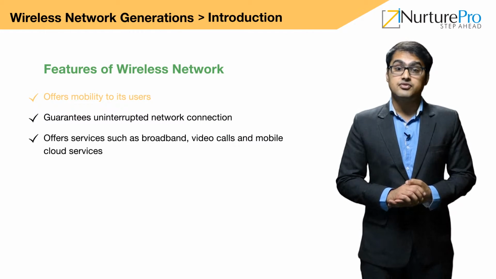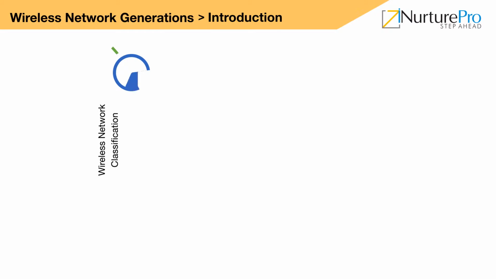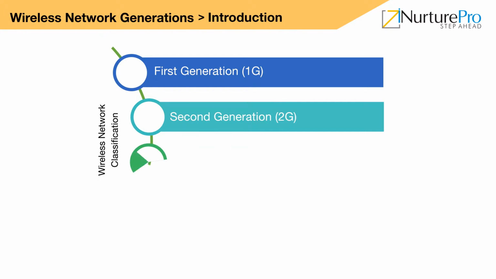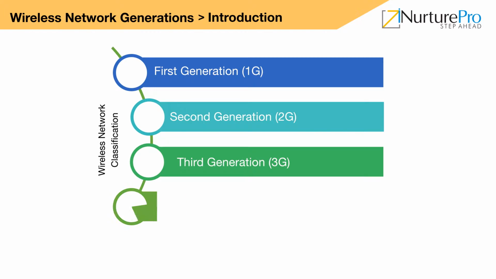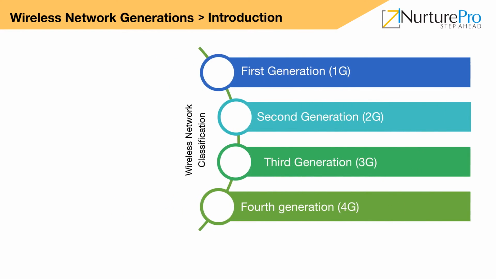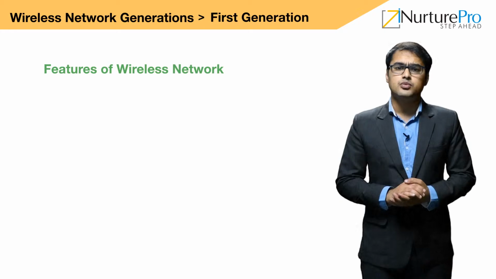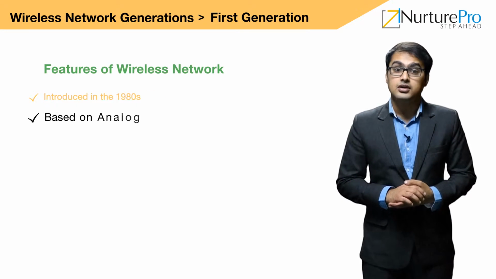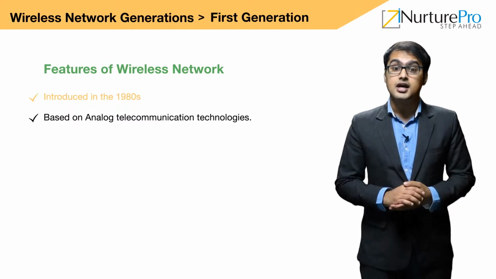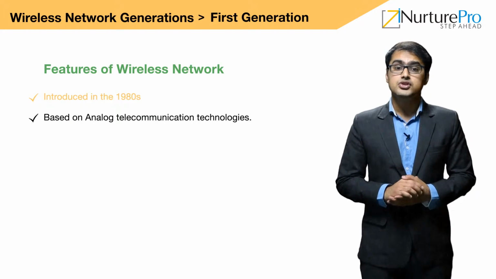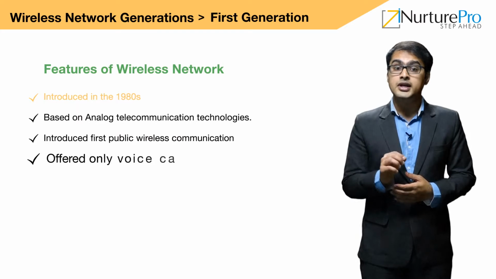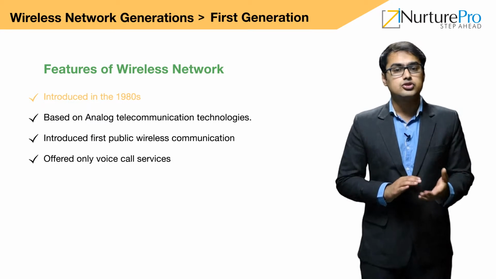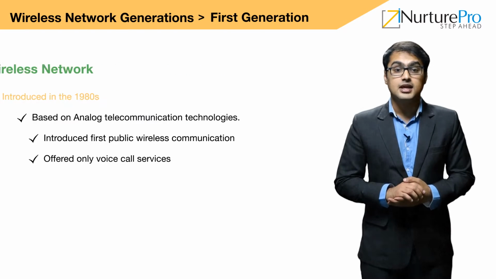They are mainly classified into the following 4 generations. First generation, also called 1G, second generation called 2G, third generation 3G, and the fourth generation called 4G. Let us begin with the first generation wireless system. It was introduced in the 1980s and was based on analog telecommunication technologies. The public wireless communication was first introduced with this system. Only voice call services were offered and the connectivity speed was also quite low, up to 56 kbps.